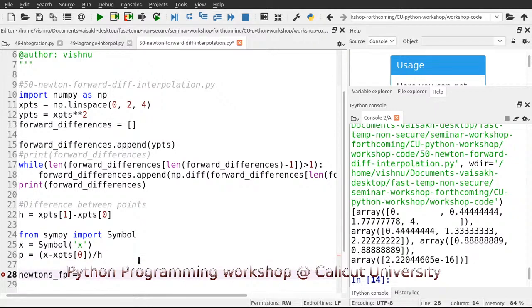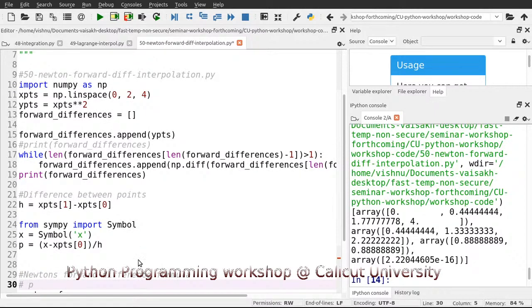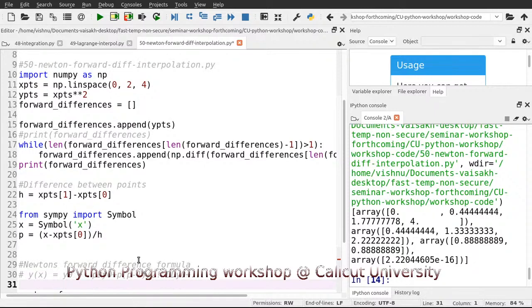So the formula is that, I will write the formula first. The formula is that y of x is equal to y naught plus P delta y naught, where delta y naught is the first forward difference, plus P into P minus 1 by 2 factorial delta square y naught plus etc. Go on like this.